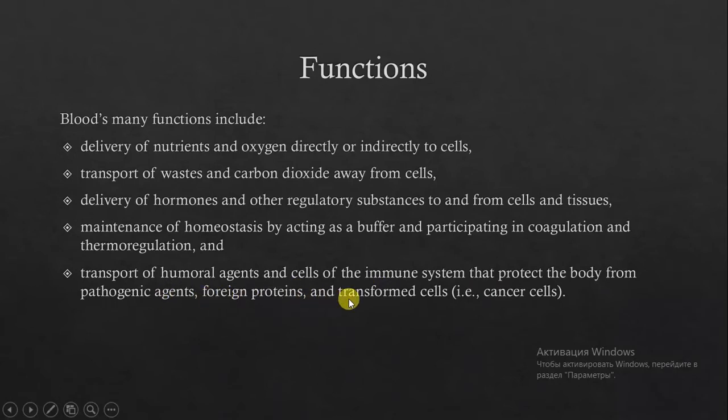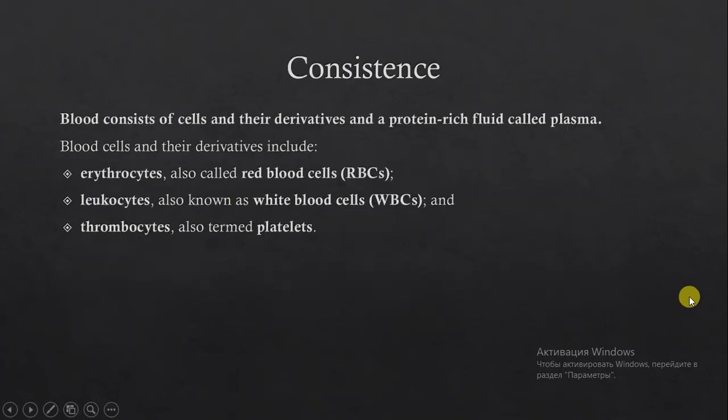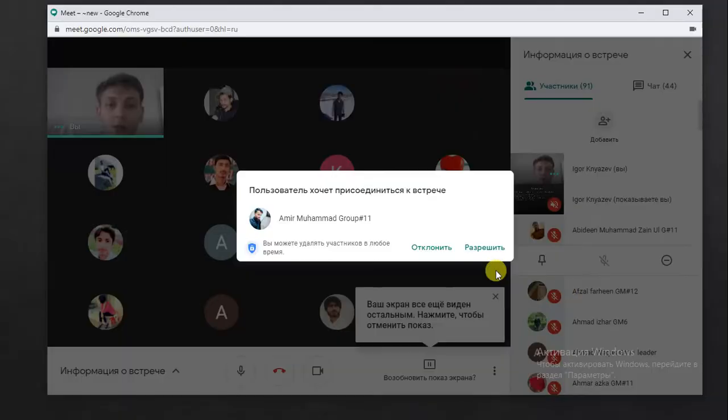Transport of humoral agents and cells of the immune system that protect the body from pathogenic agents, foreign proteins, and transformed cells, like cancer cells. We have different humoral agents, for example antibodies and immune cells, and together they protect our body against infections, against cancer cells, and maybe foreign proteins which suddenly appear inside our body. So don't forget about this feature of the blood.